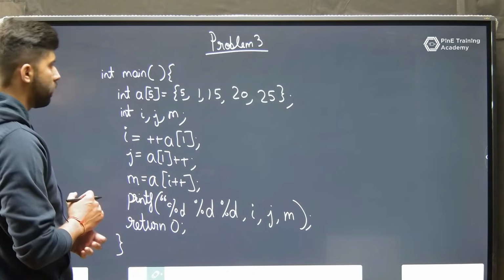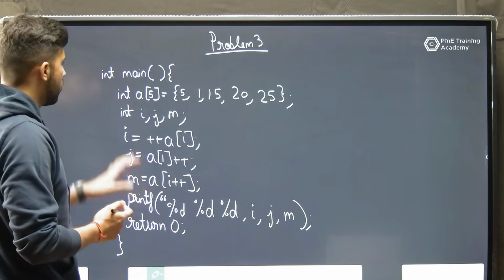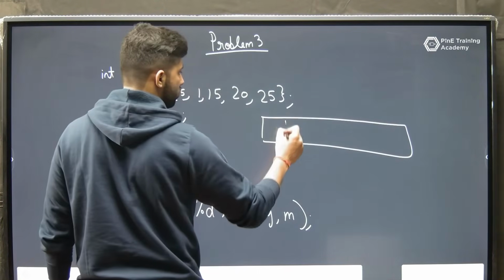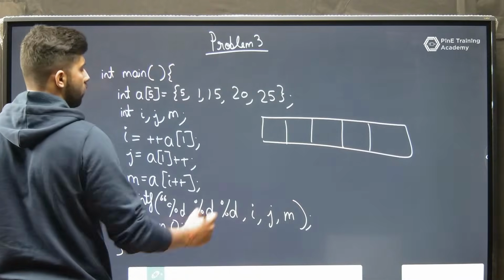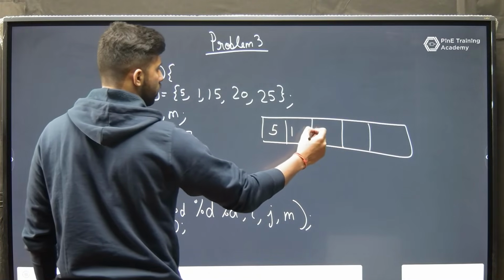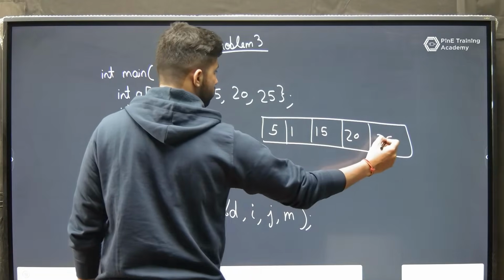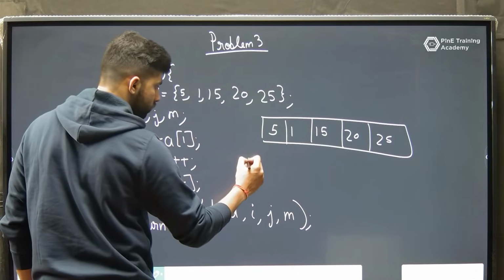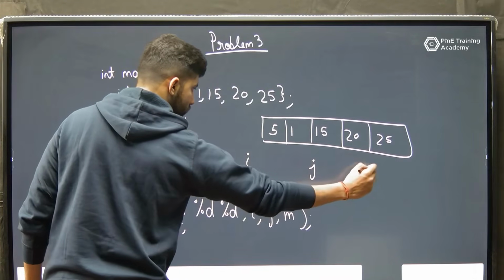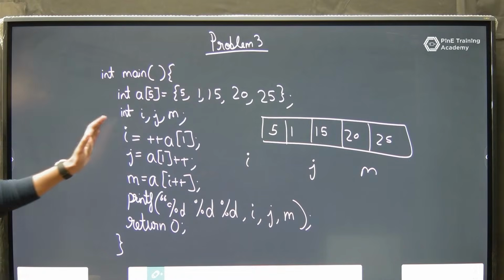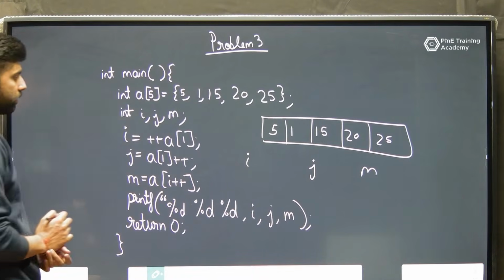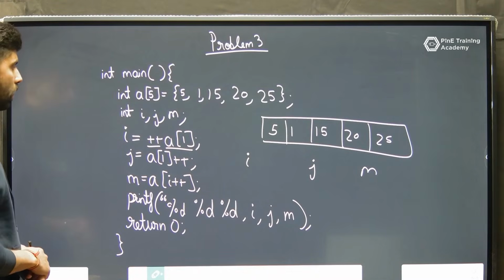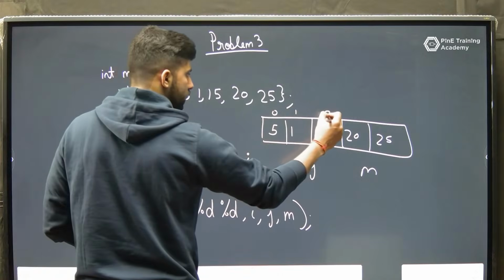It's a very simple problem, but it is very interesting. So I have an array of size 5. Let me draw it. I have three variables I, j, m, and now we will assign some values to them. First, I am using plus plus on array of 1. This is my 0th index, this is my first, second, third, fourth.